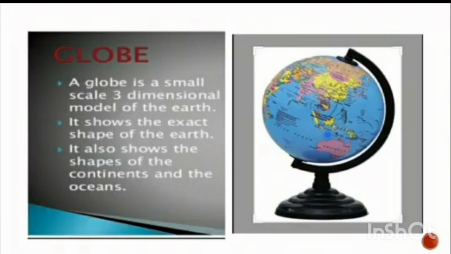So here, the first picture which we shared was about the globe. A globe is a small-scale, three-dimensional model of the Earth. It shows the exact shape of the Earth. It also shows the shapes of the continents and the oceans. So in a globe, we exactly know the location of the countries and how the countries are located on the globe, which is exactly the same as on the earth, the only difference being its size. So this is a small description, we can say, of the look-alike of the earth.